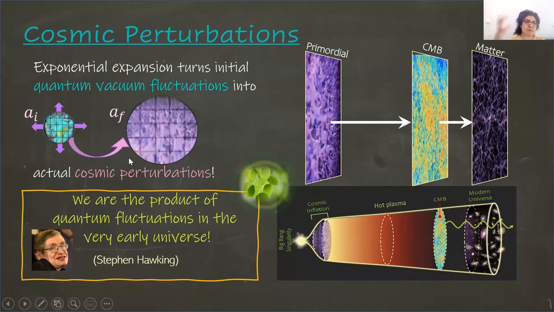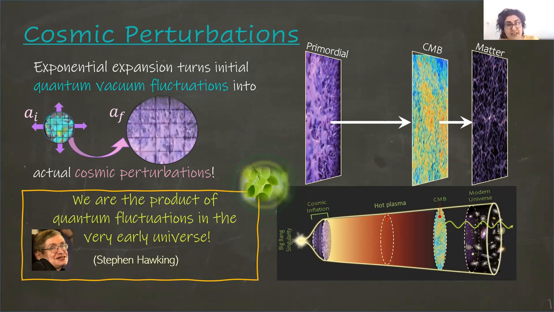The exponential expansion of the universe turns initial quantum vacuum fluctuations into actual cosmic perturbations by this particle production mechanism. So we start from some primordial fluctuations. By cosmic evolution, they turn into CMB fluctuations, and ultimately, following the cosmic evolution, at some point they will produce the large scale structures that we see today. Up to this point, we can use perturbation theory to explain the large scale structure.